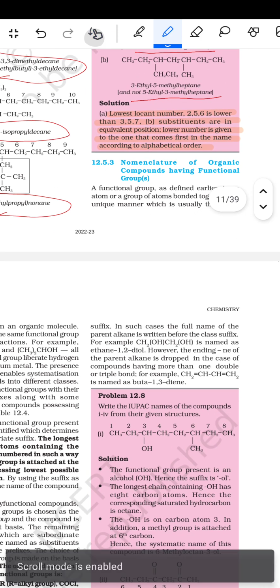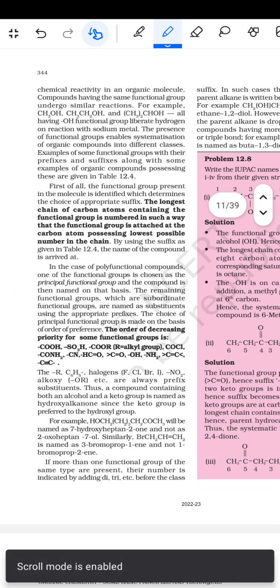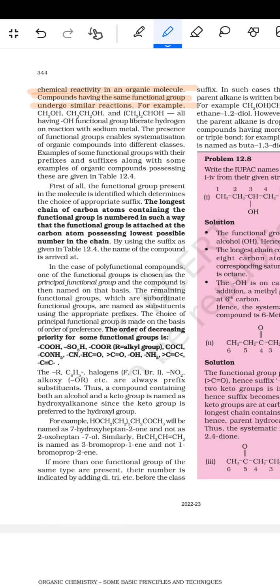Now the nomenclature of organic compounds having functional group. A functional group is defined as an atom or a group of atoms bonded together in a unique manner, which is usually the site of chemical reactivity in an organic molecule. Compounds having the same functional group undergo similar reactions. For example, CH3OH, CH3CH2OH and CH3CH2CH2OH, all having OH functional group, liberate hydrogen on reaction with sodium metal. The presence of the functional group enables systematization of organic compounds into different classes. Examples of some functional groups with their prefixes and suffixes along with some examples of organic compounds are given in table 12.4.